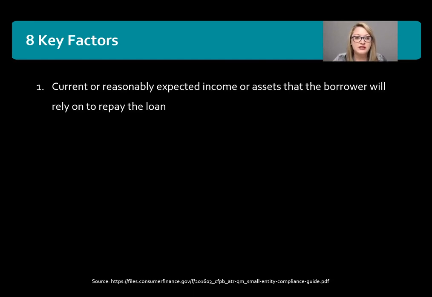So the first one is current or reasonably expected income or assets that the borrower will rely on to pay the loan. So in other words, the underwriter or the lender needs to verify that the borrower has enough income or enough assets to reasonably be able to pay back the loan, in that they may not consider any value or equity in the subject property.